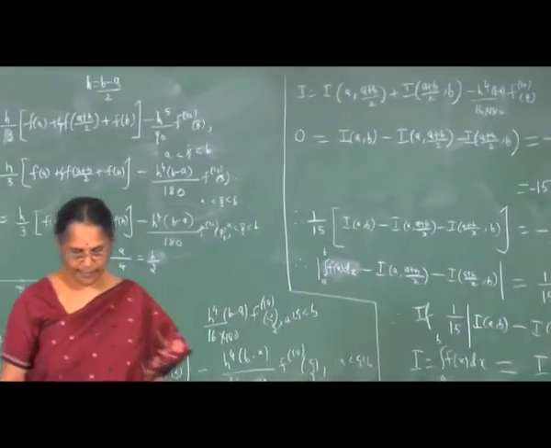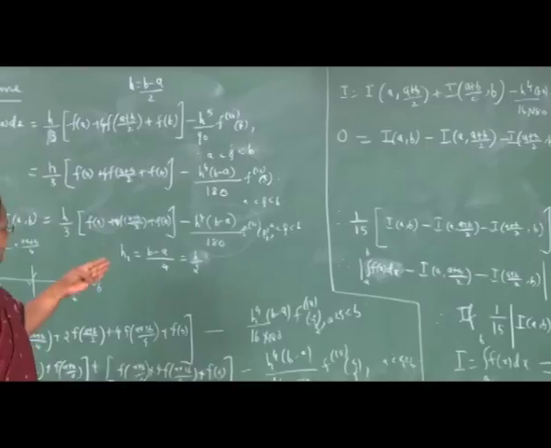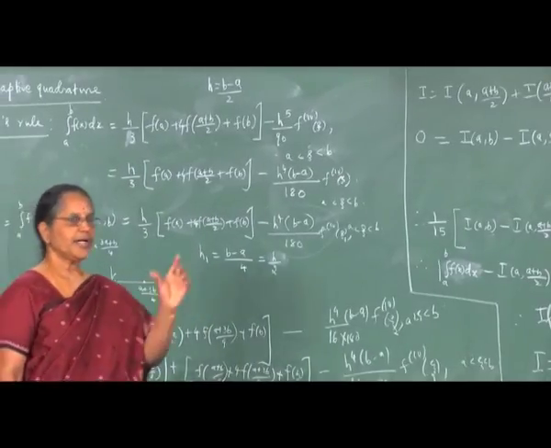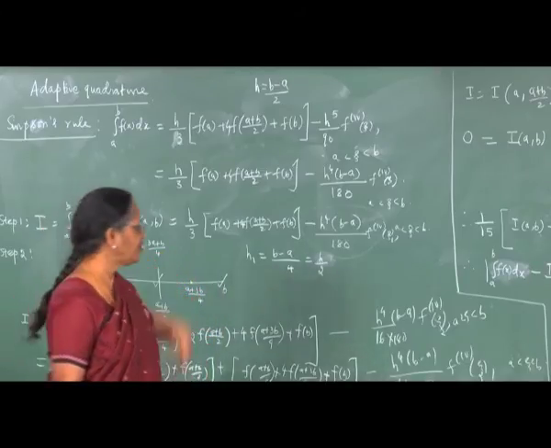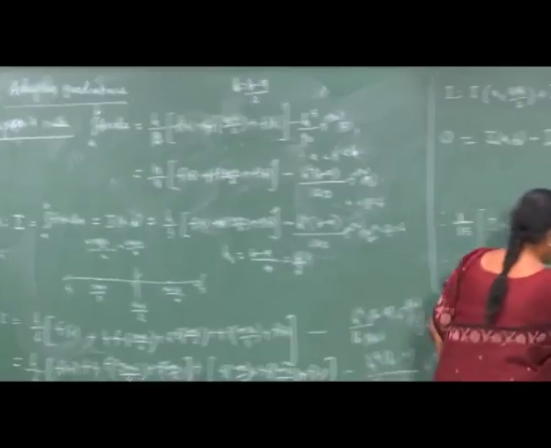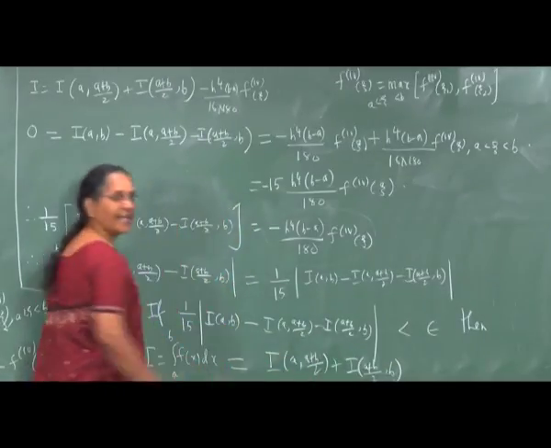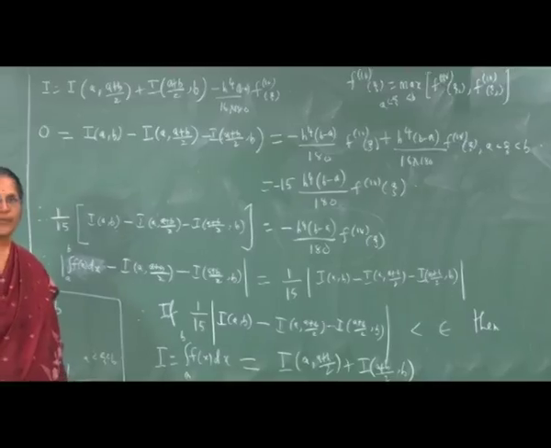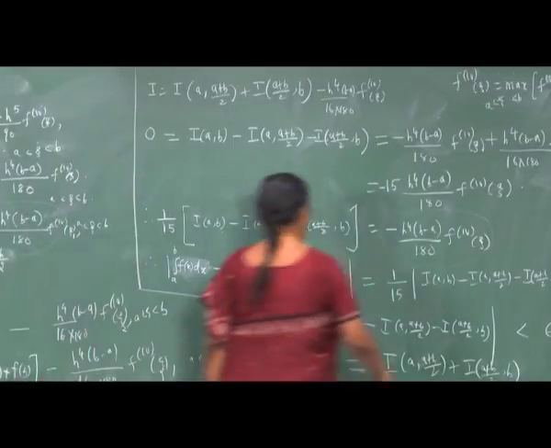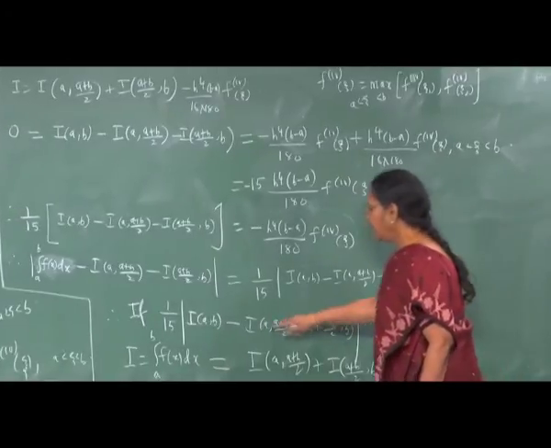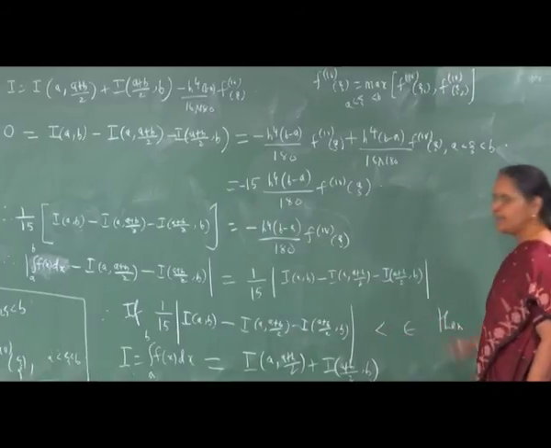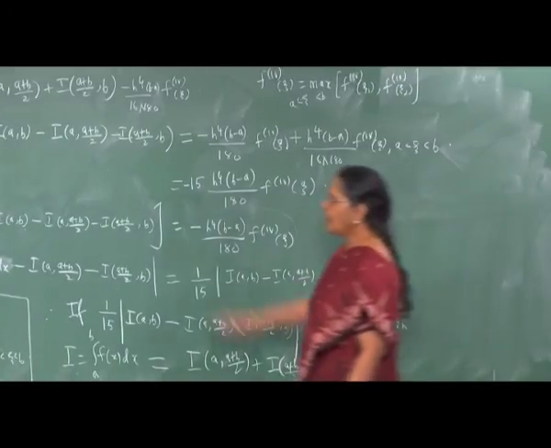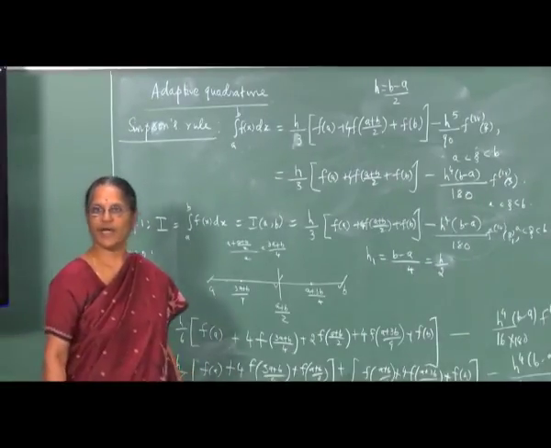namely by applying the Simpson's rule to each of the half intervals into which you have divided the interval a b, and your result will be correct to the desired degree of accuracy, because you have made sure that the error that is incurred is less than epsilon. So, all this should be done in step 2. So, I repeat step 2 again.